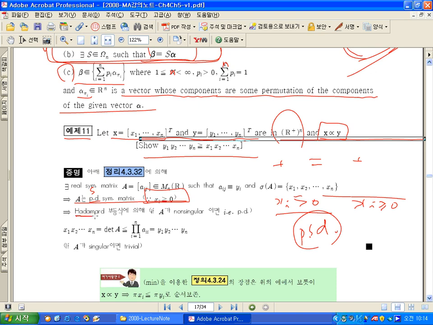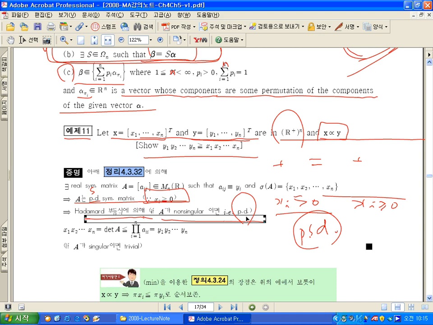Then, by the Hadamard inequality, if A is non-singular, then it is positive definite. If it's singular, then equality holds; it's zero on both sides. If it's non-singular, it's positive definite, and if positive definite, then we can have this. This is the Hadamard inequality that you will see.